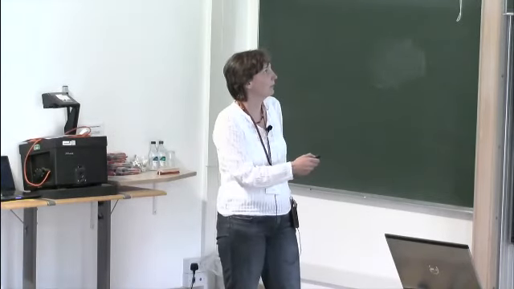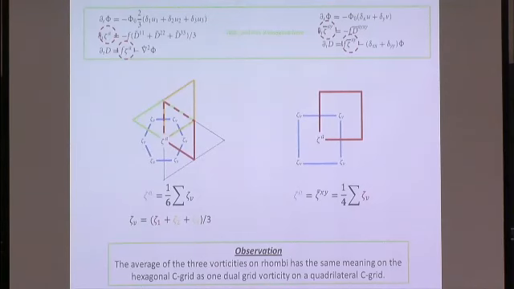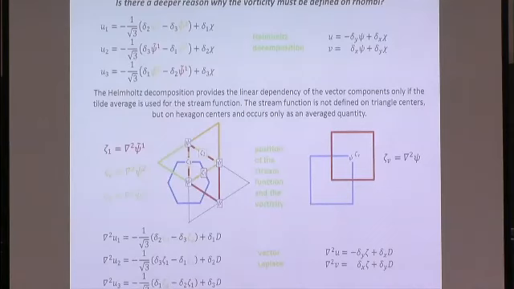So the vertex vorticity, which appears here and is comparable to the vertex vorticity in the quadrilateral C-grid, is formed from these 3 rhomboid vorticities. The average of the 3 vorticities on rhombi has the same meaning on the hexagonal C-grid as 1 dual grid vorticity on a quadrilateral grid. So the red box here is comparable to these colored boxes here. Why is this the case? Is there a deeper reason why the vorticity is defined on rhombi instead of triangles?